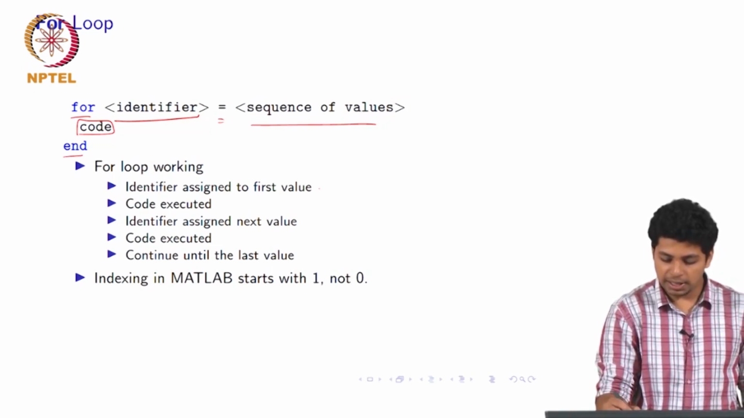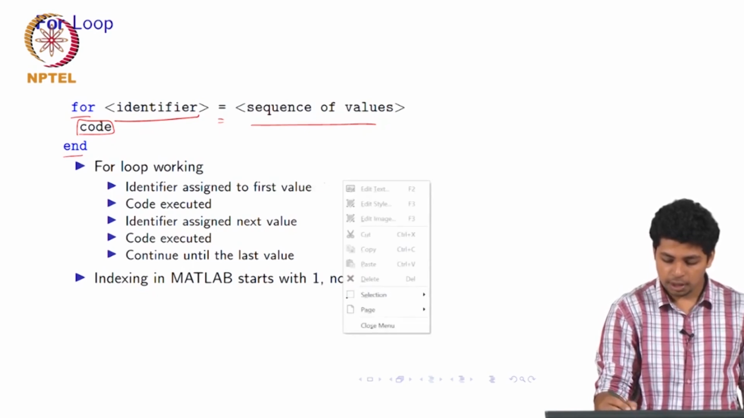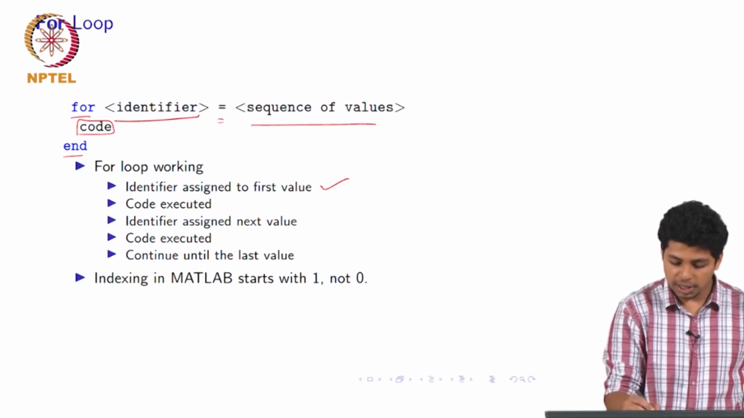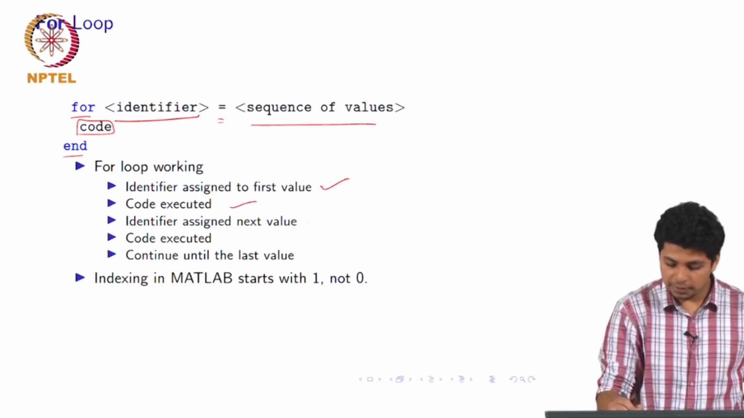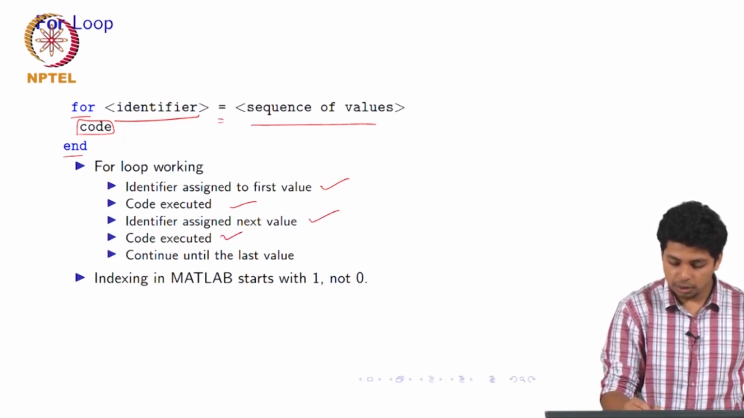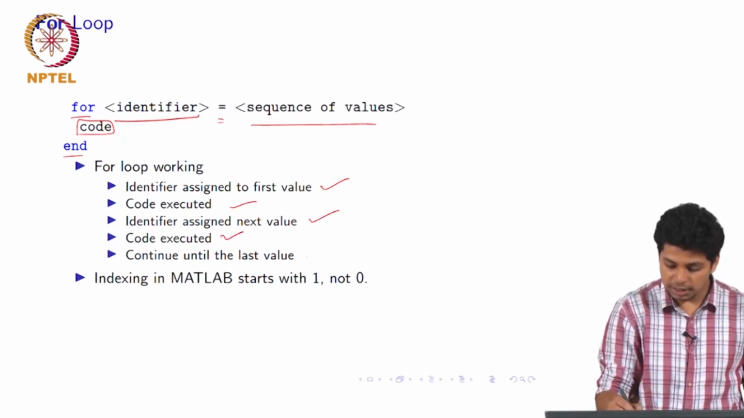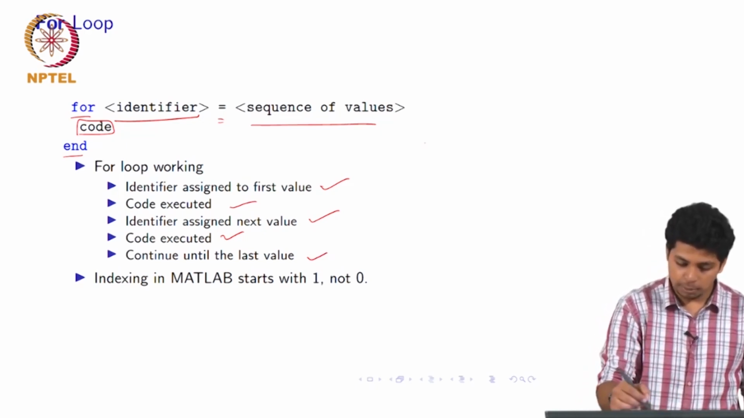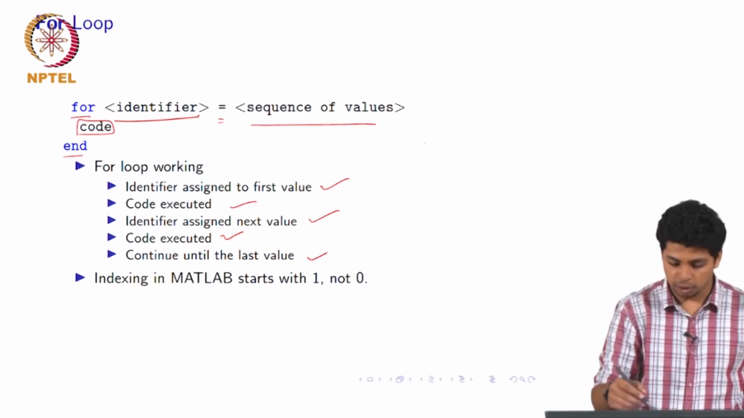Now I have just explained the working in brief here. So the identifier is assigned the first value here, then the code is executed, then immediately the identifier is assigned the next value, then again the code is executed, and this carries on until the last value is assigned, and after the last value is assigned, the program will exit the for loop.